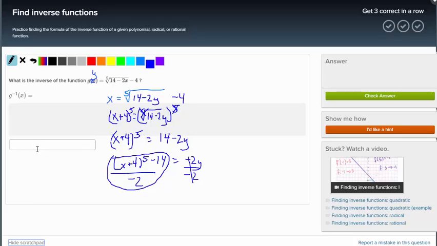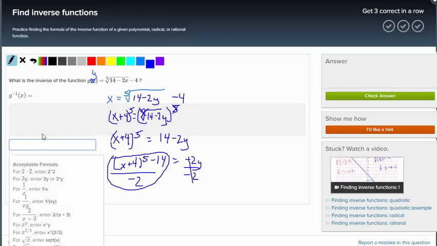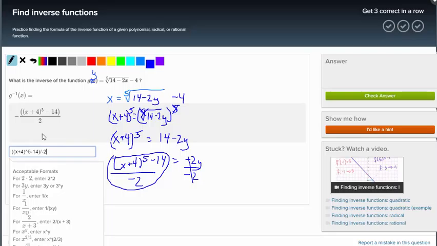Okay. So I'm going to need a parenthesis for my top, a parenthesis for the x plus 4 to the fifth power, minus 14, divided by, since there's only one term at the bottom, I don't need a parenthesis for it. If you wanted to, you could put it in there. So you're like, hey, I said negative 2, right? And it put in my negative. It's fine. It's just trying to simplify a little bit, but it's fine.